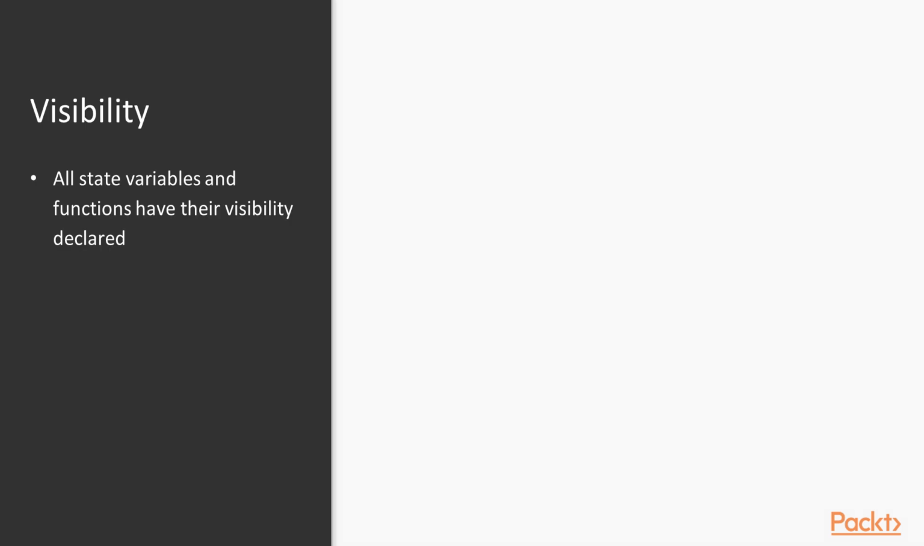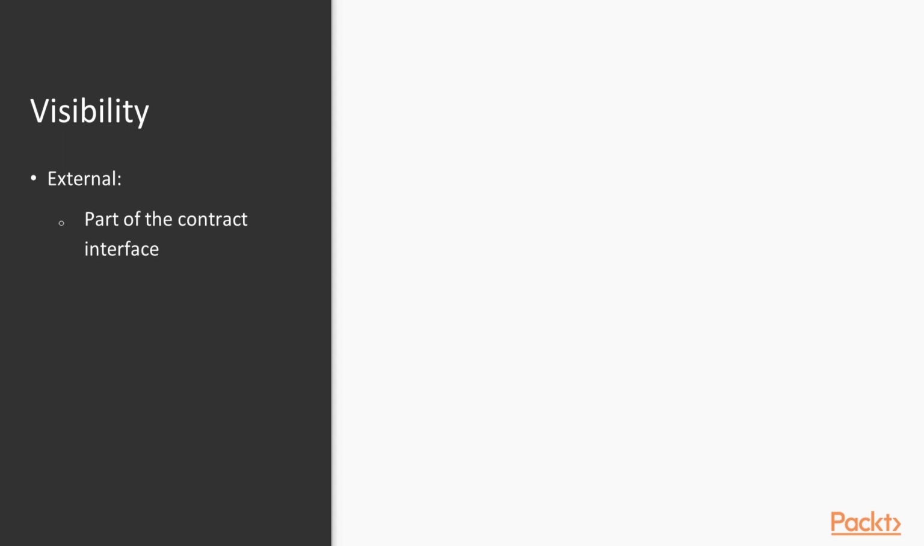All state variables in Solidity must have their visibility declared, and there are 4 types of visibility. There's external, public, internal, and private. When the visibility is declared as external, it means that the variable or function becomes part of the contract interface. This exposes the function or the variable so that it can be called from other contracts and transactions.